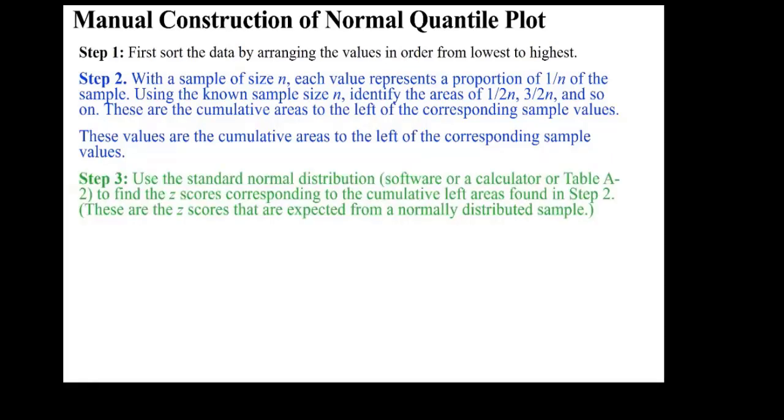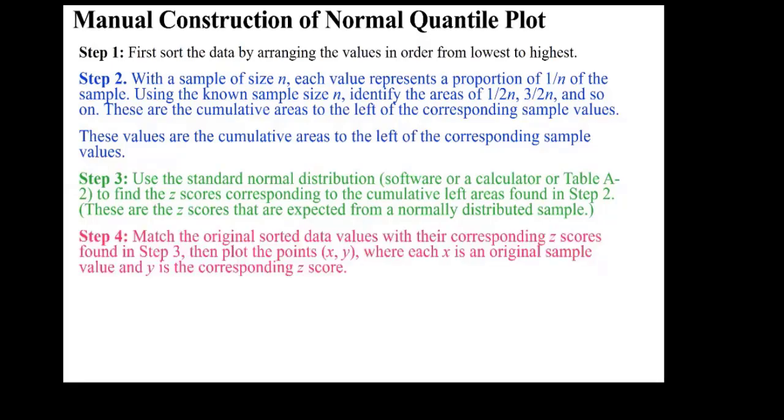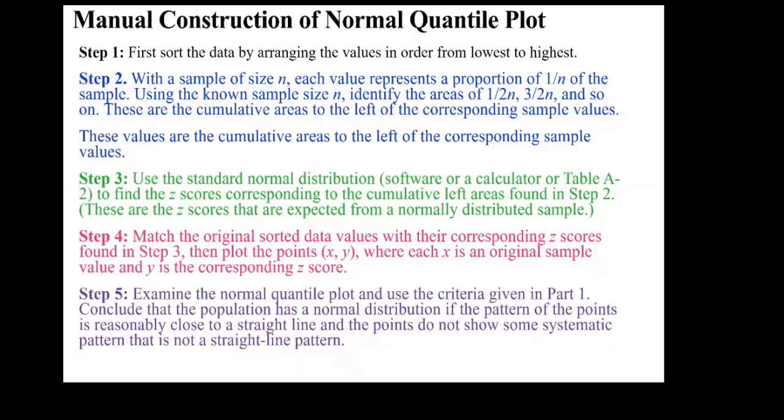Use the standard normal distribution software or a calculator or Table A-2 to find the z-scores corresponding to the cumulative left areas found in step 2. These are the z-scores that are expected from a normally distributed sample. Match the original sorted data values with their corresponding z-scores found in step 3, then plot the points (x, y), where each x is an original sample value and y is the corresponding z-score. Finally, examine the normal quantile plot and use the criteria given in part 1. Conclude that the population has a normal distribution if the pattern of the points is reasonably close to a straight line and the points do not show some systematic pattern that is not a straight line pattern.